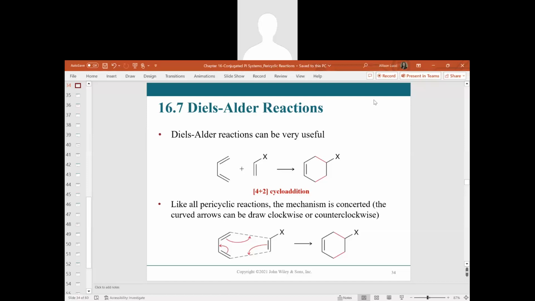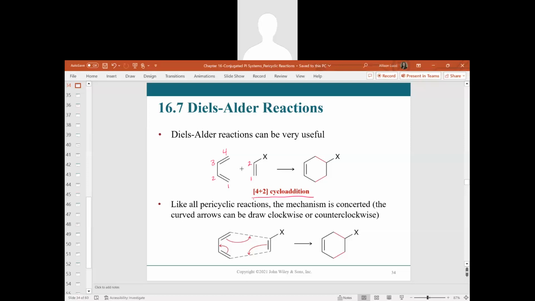The next section in Chapter 16 introduces us to a specific type of reaction called the Diels-Alder reactions. And these we'll find to be very useful. And here we see this specific reaction is referred to as a 4+2 cycloaddition because we have two different pi systems here, one of which has 4 atoms and the other has 2. So that's where the 4+2 cycloaddition name comes from.